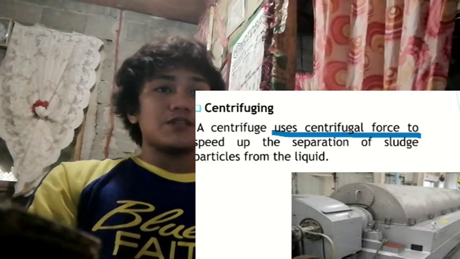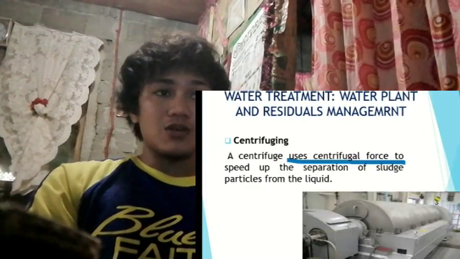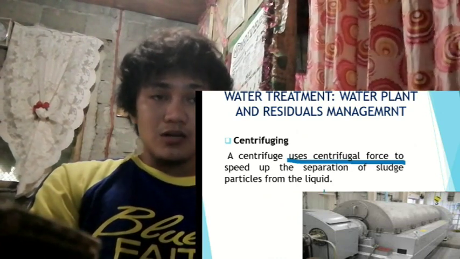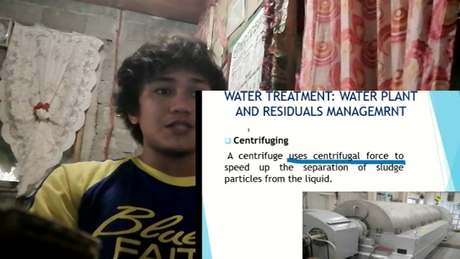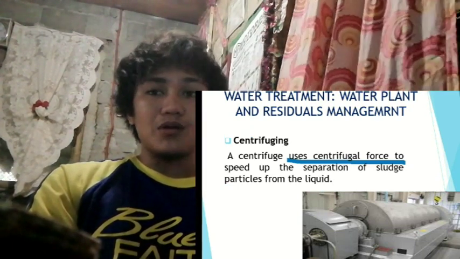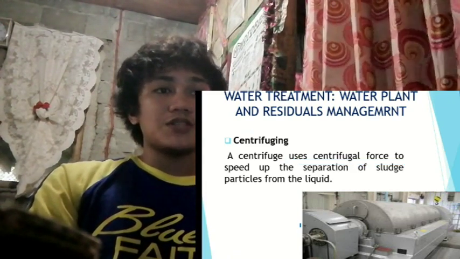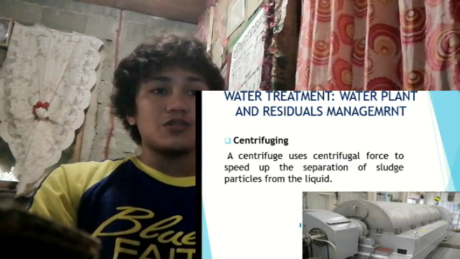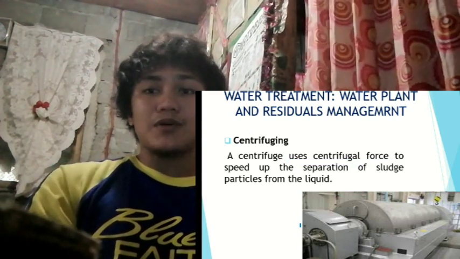Two types of centrifuges are currently used for sludge dewatering: the solid bowl and the basket bowl. For dewatering water treatment plant sludges, the solid bowl has proven to be more successful than the basket bowl. Centrifuges are very sensitive to changes in the concentration or composition of the sludge, as well as the amount of polymer applied.